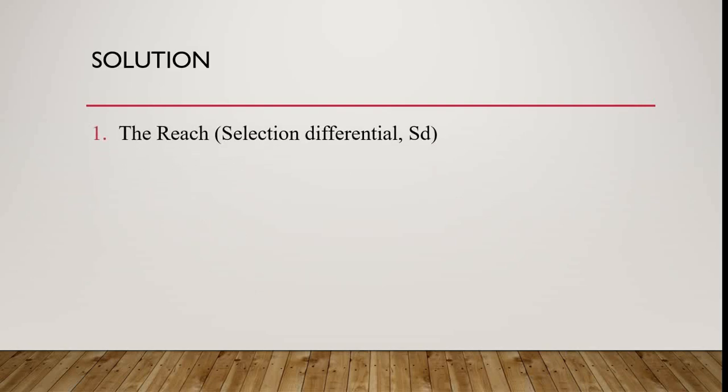The reach is just a common name for what we call the selection differential. Now, to calculate the selection differential, which is the SD, we take the population average from the selected individuals' average. All right. We assume that the individuals selected from the population are, on average, much better than the whole population.